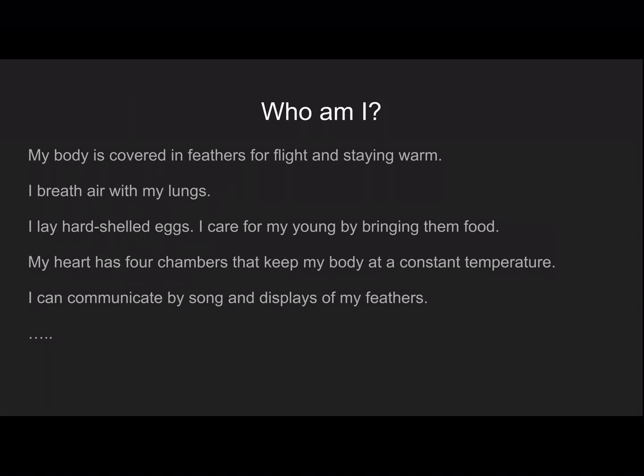This class of animals has a heart with 4 chambers that keep its body at a constant temperature, so it's warm-blooded. And this class of animals can communicate by song and can communicate with displays of its feathers. What class of animals do you think this is? Let's take a look. Who am I? I am a bird. That's the class of animals, a bird.